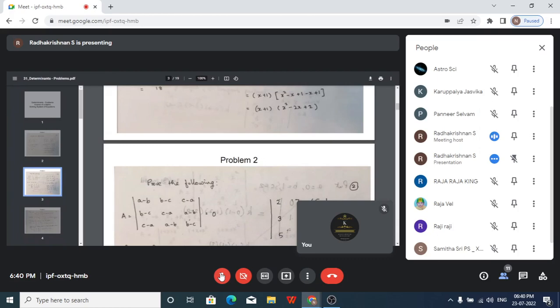Add all the 3 rows and make the first row the sum of the 3 rows. So the first row will become 0, 0, 0. Okay. செகண்ட் ப்ராப்ளம் கொஞ்சம் திங்க் பண்ணுங்க. It is a little tougher. கொஞ்சம் திங்க் பண்ணுங்க பார்ப்போம்.